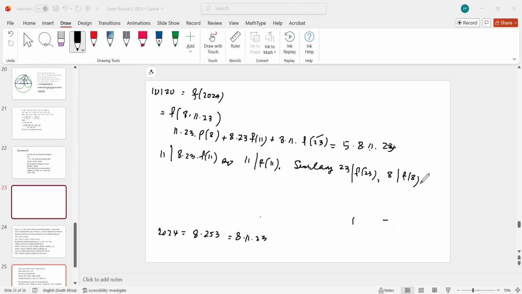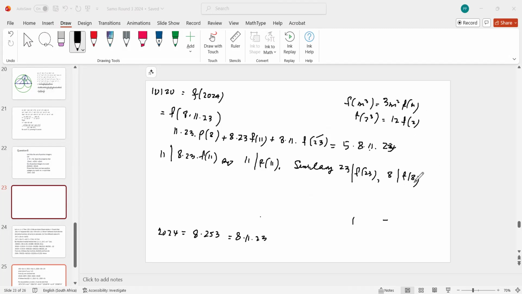Now this 8 is 2 cubed. Earlier on we said f of m cubed is 3m squared f of m. If you recall, we've actually proved this. So this is 2 cubed, which is f of 8, is 3 times 2 squared, it's 12 times f of 2. If you put m equal to 2, you'll get this.